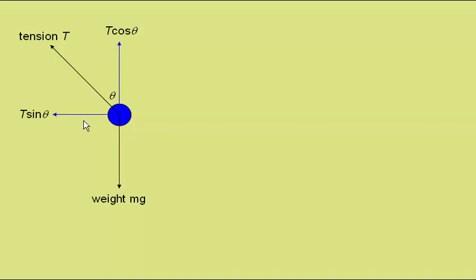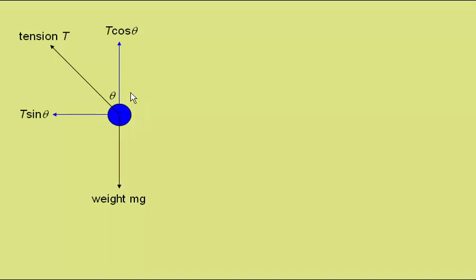To understand why that is, let's look a little bit more closely at the forces involved. So here we have the mass of the conical pendulum, and the forces are the weight mg acting down, the tension T acting at an angle theta to the vertical. We can resolve the tension into its vertical and horizontal components. The vertical component, across angle theta, will be T cos theta, the horizontal component T sin theta.